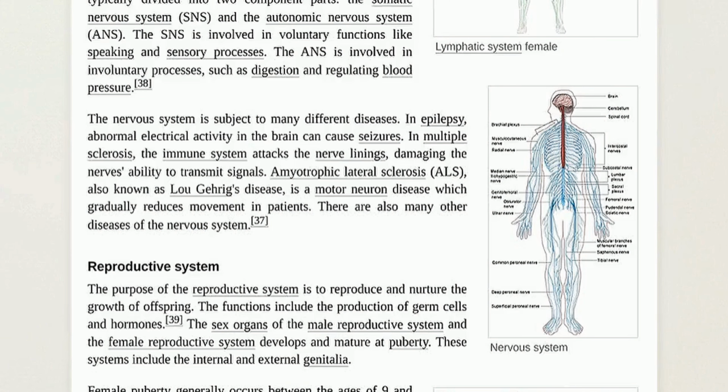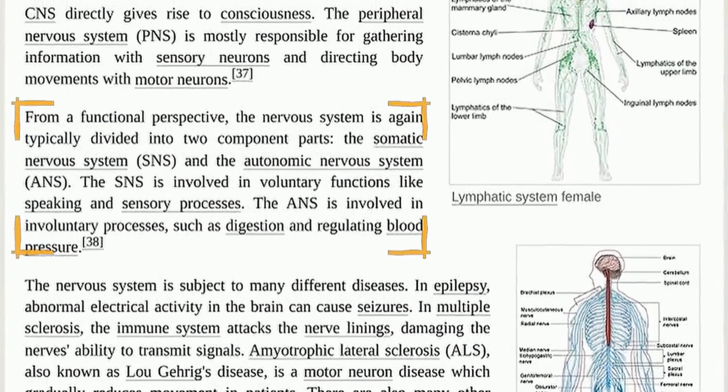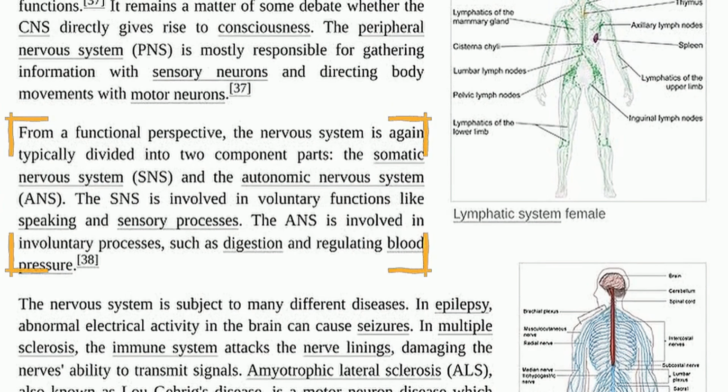This diagram maps the primary command center. Structurally, it divides into the central nervous system, the brain and spinal cord, and the peripheral nervous system's branching nerves. Functionally, it splits into the somatic system for voluntary actions and the autonomic system for involuntary processes like digestion.